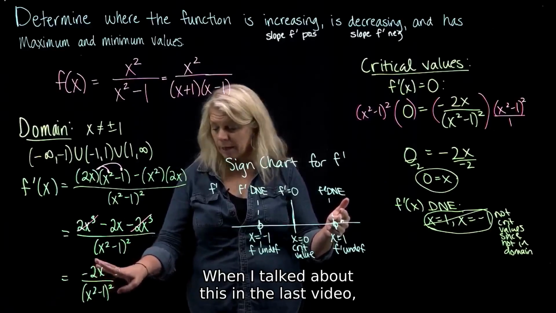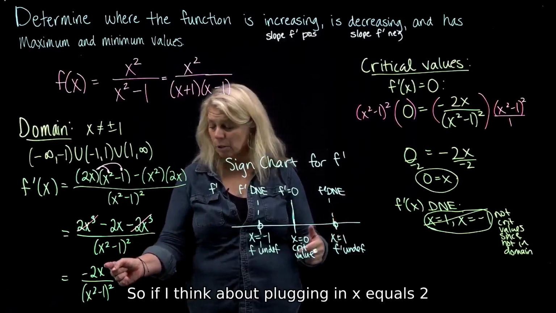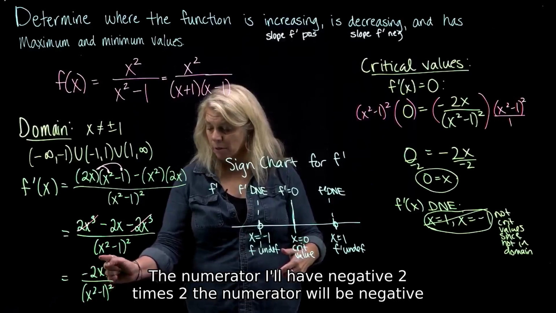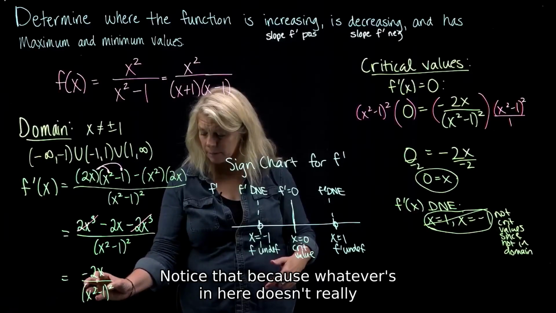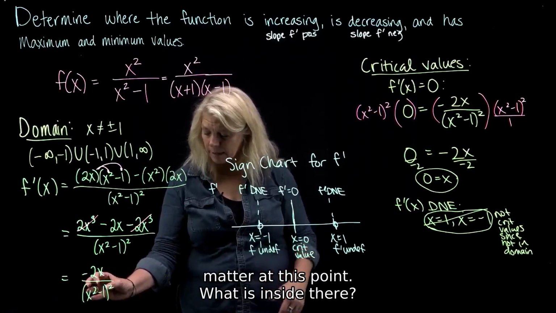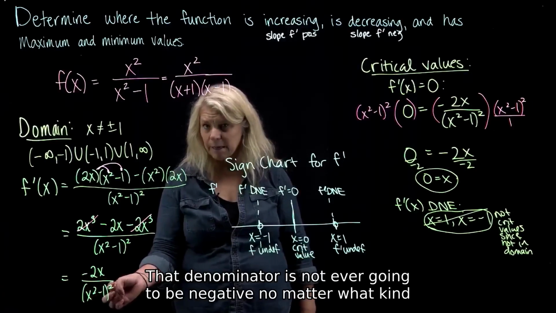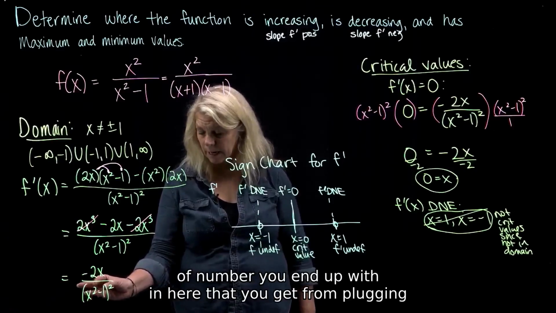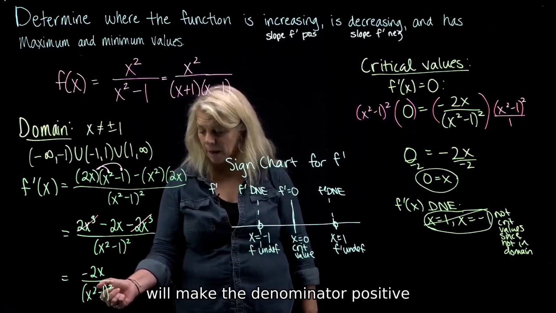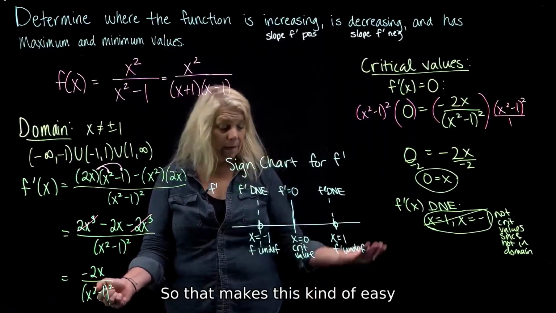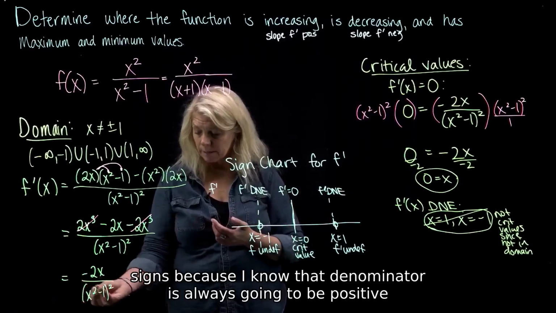When I talked about this in the last video, I really just talked about signs, positives and negatives. So if I think about plugging in x equals 2, in the numerator I'll have negative 2 times 2. The numerator will be negative. And then the denominator, notice that whatever's inside there doesn't really matter at this point. Whatever's in there is squared. That denominator is not ever going to be negative. No matter what kind of number you get from plugging in something for x, when you square it, that will make the denominator positive. So that makes this kind of easy, at least in thinking about the denominator when I'm thinking about these signs, because I know that denominator is always going to be positive.